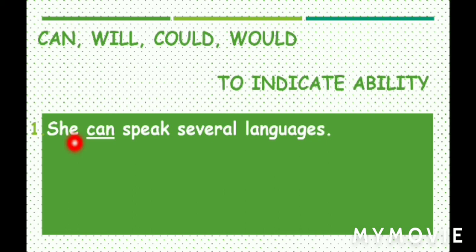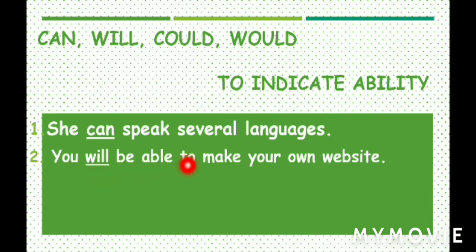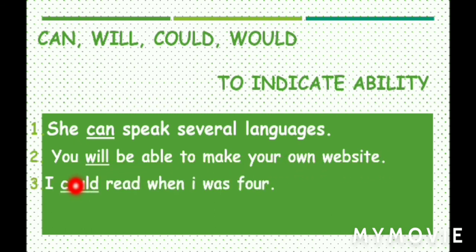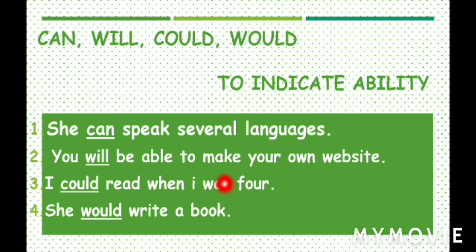Next one, to indicate ability, which modal verbs are used? Can, will, could, and would. Let's see one example. First example of can. She can speak several languages. Now the sentence shows that she has the ability to speak several languages. You will be able to make your own website. This is used for past ability, so it is what? I could read when I was 4. And the last one, she would write a book. Now these are examples. We can see that can, will, could, and would show or indicate ability as well.